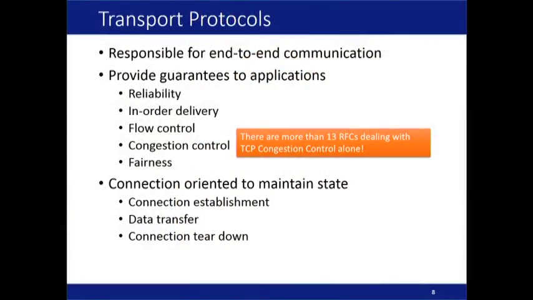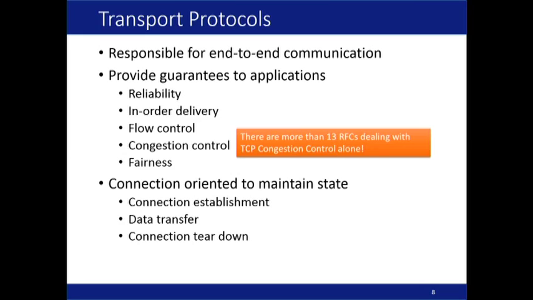In order to provide these guarantees, these protocols need to be able to maintain state, which means they're going to need to be connection-oriented. And this means that the data transfer is broken down into three phases. First, a connection establishment phase, where the two sides synchronize their state. And then a data transfer phase, where the actual data is transferred. And finally, a connection teardown phase, where the two sides agree they're done sending data and release any state they set up.